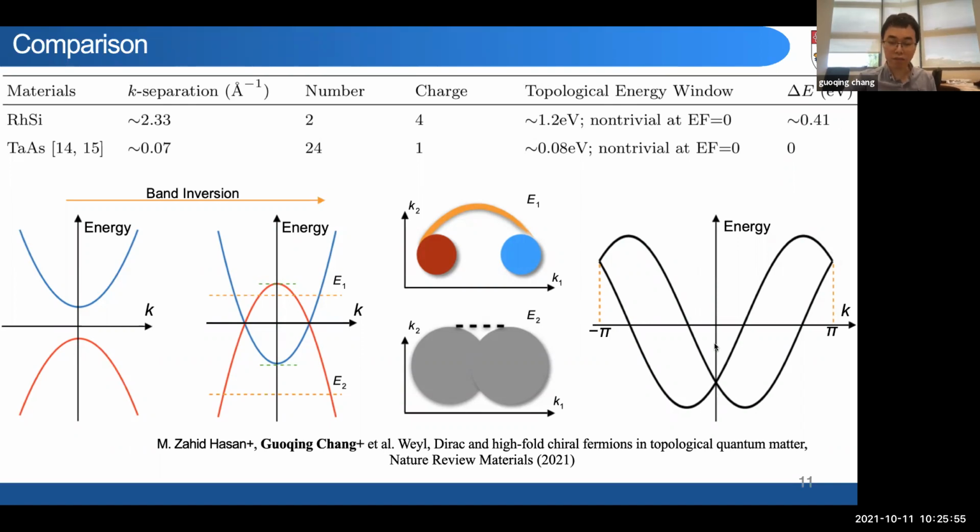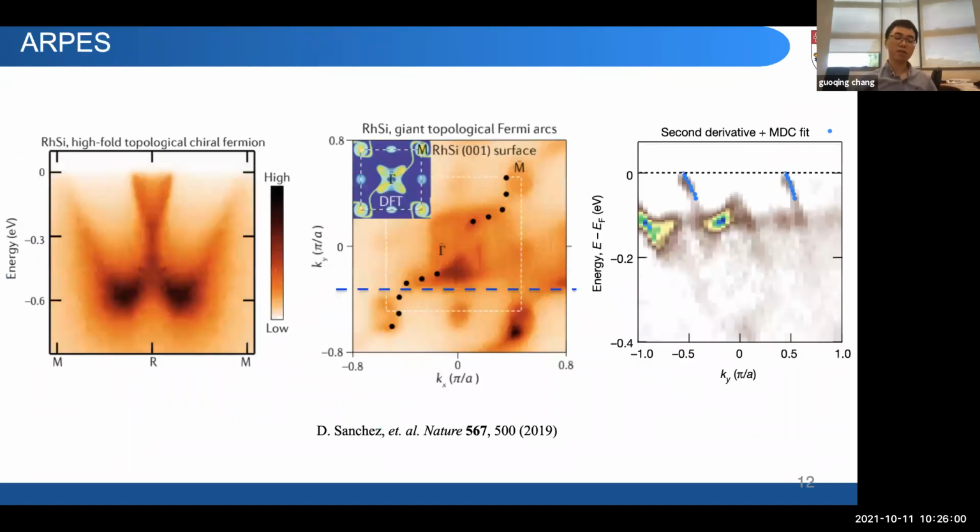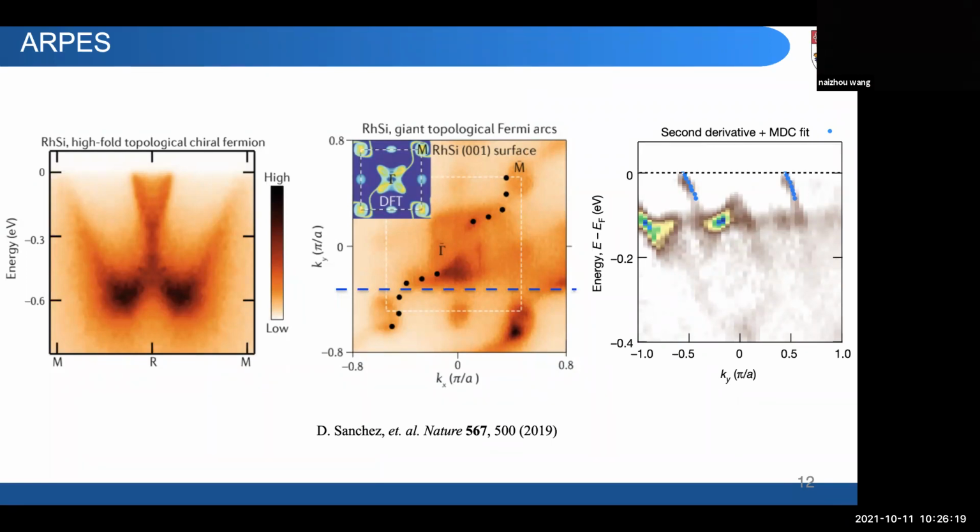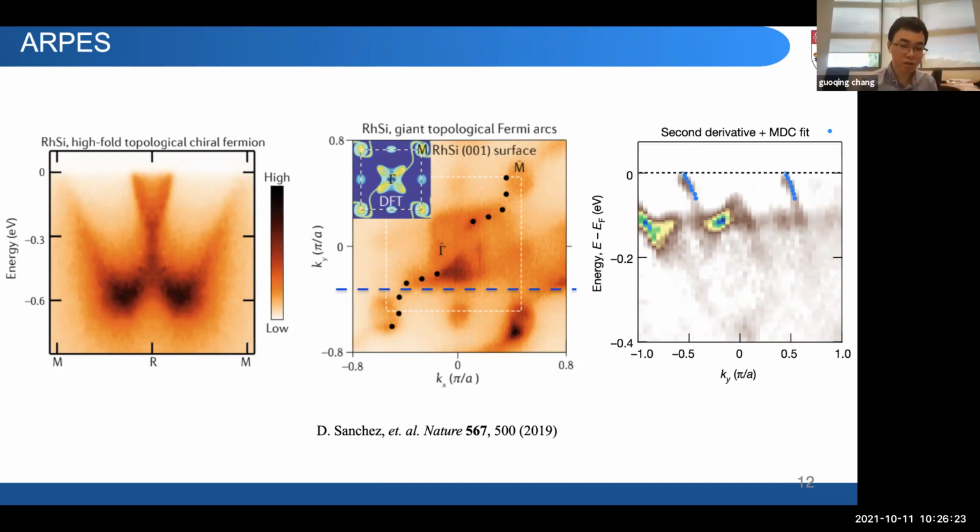This energy difference is very important for further applications in the magnetic response or optical response. So let me first show the ARPES measurements. This is a direct measurement by photoemission. On the left panel you can see the crossings of the Weyl nodes, the chiral fermions at the R point. At the R point, it is supposed to be a four-fold fermion, but due to the limited resolution, we can only see the degeneracy points there.